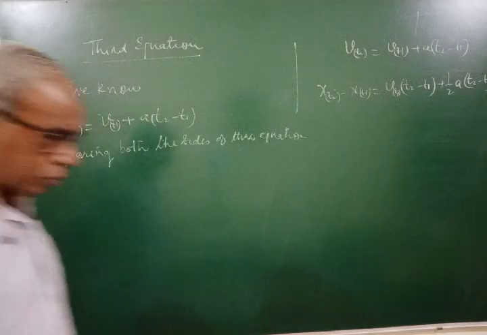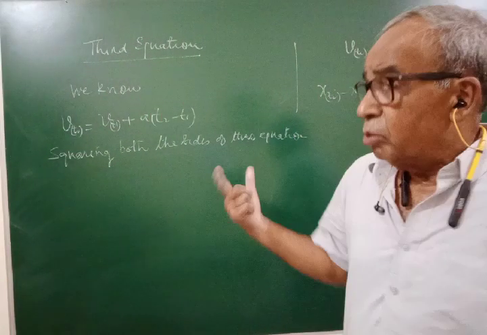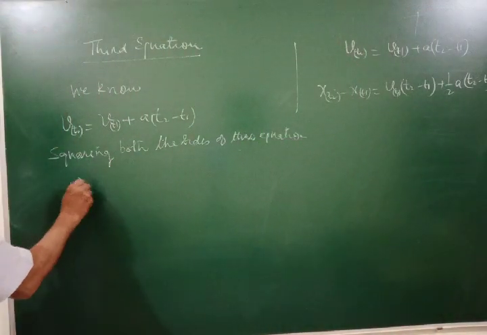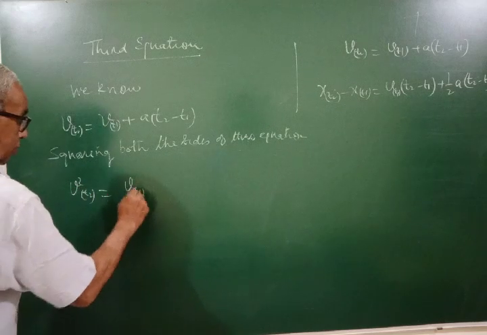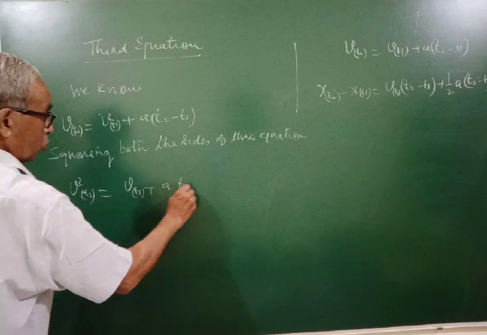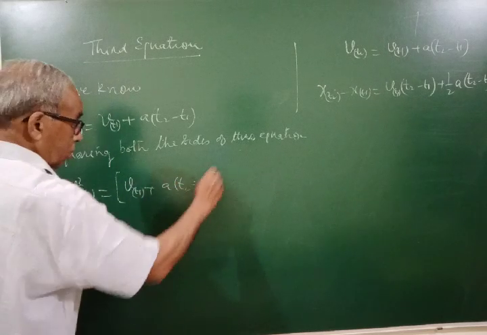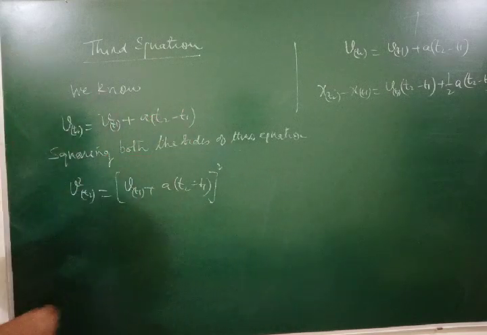While writing on the board, some spelling may be wrong. Please don't take care of that, you can adjust yourself. So squaring: v square t2 is equal to (V(t1) plus a into (t2 minus t1)) whole square.